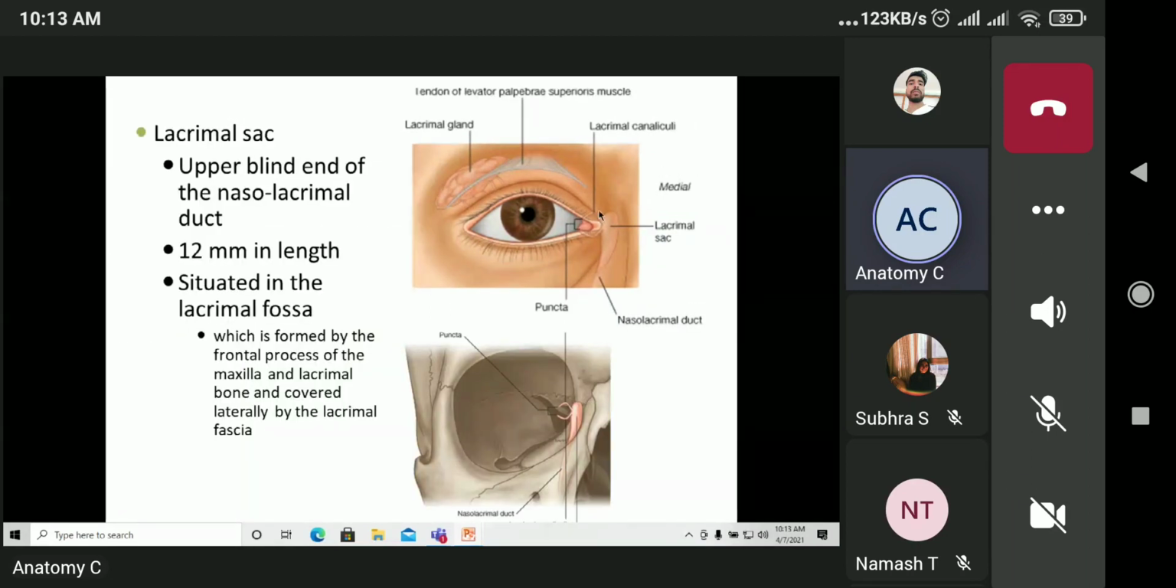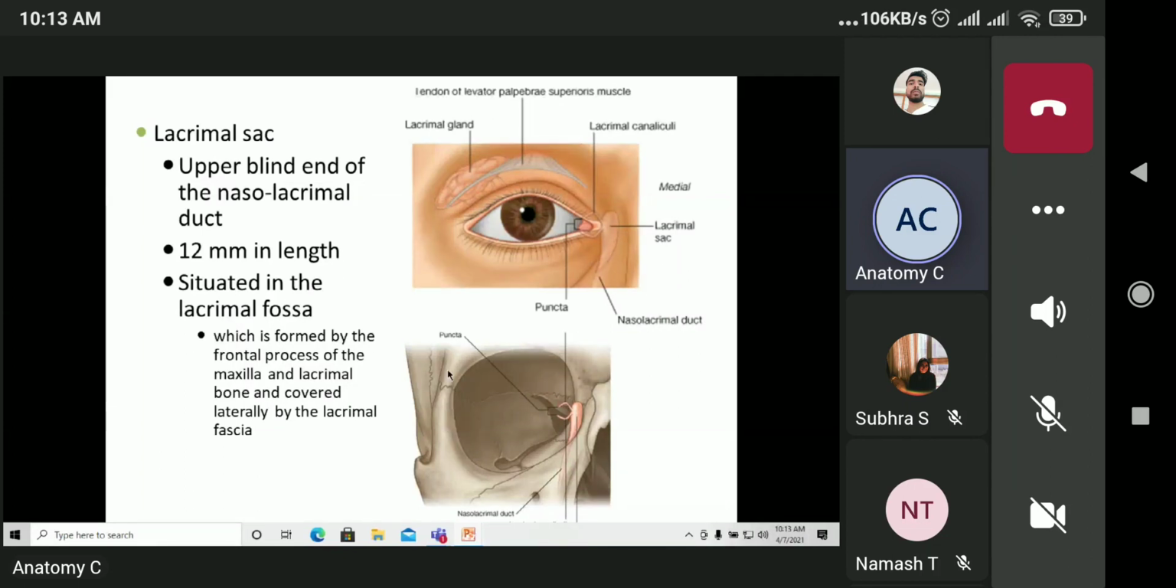Now we'll talk about the lacrimal sac. So you can see over here like this. This is the lacrimal sac. This is the upper blind end of the nasolacrimal duct. The nasolacrimal duct you have studied in first year also. So the upper blind end of this nasolacrimal duct is the lacrimal sac. This is 12 mm in length, situated in the lacrimal fossa. So this is the lacrimal fossa here.